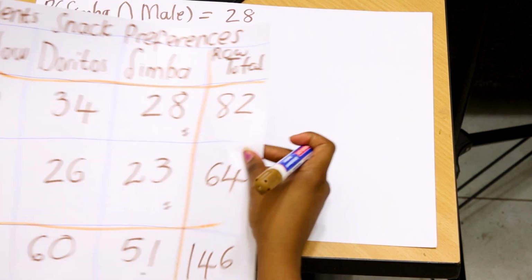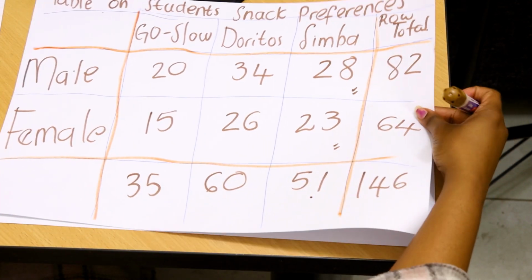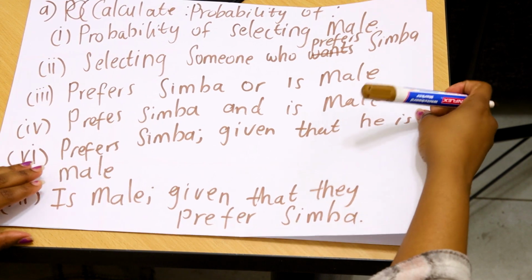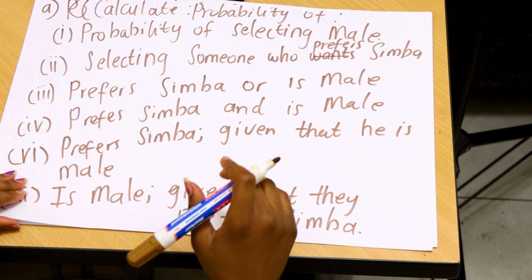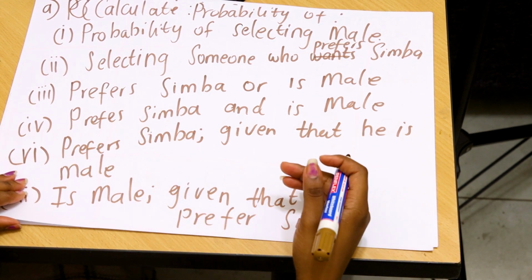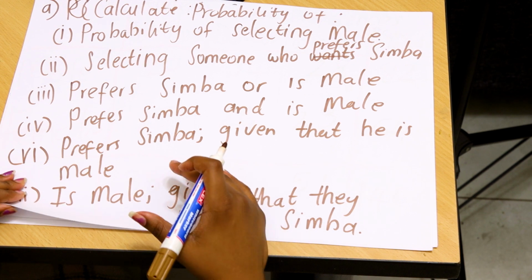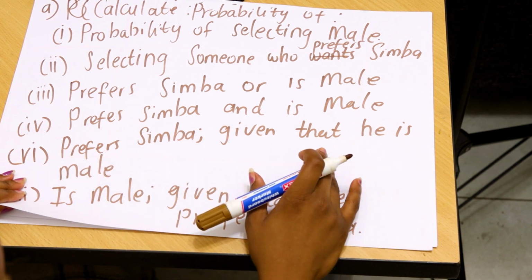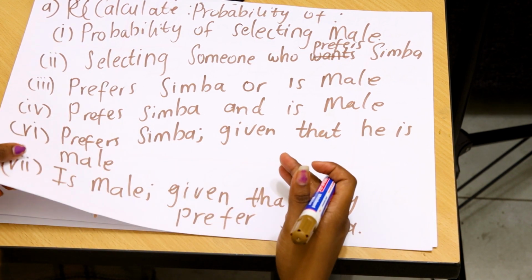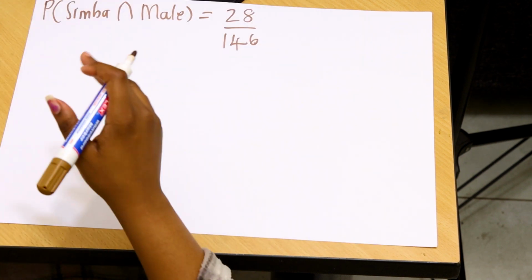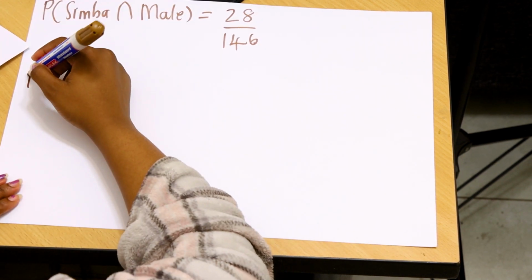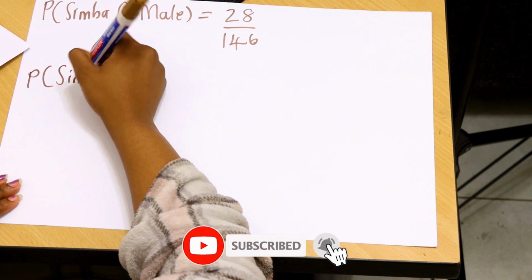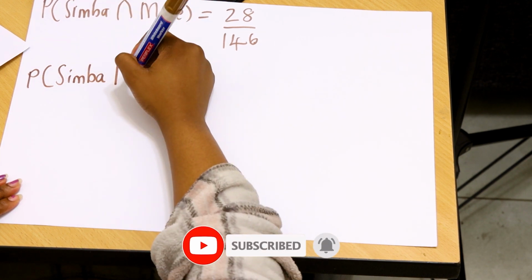Then the question after that is the conditional probability. How you see conditional probability is that the question would say, what is the probability that the consumer prefers event A given B? In this case, they say, what is the probability that the student prefers Simba given that he is male, right? The condition is being male. So it's the probability that they prefer Simba given that he is male.